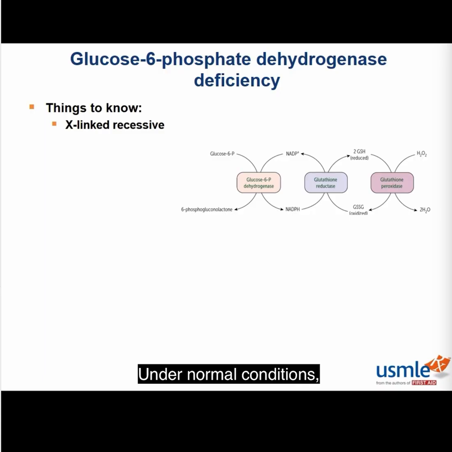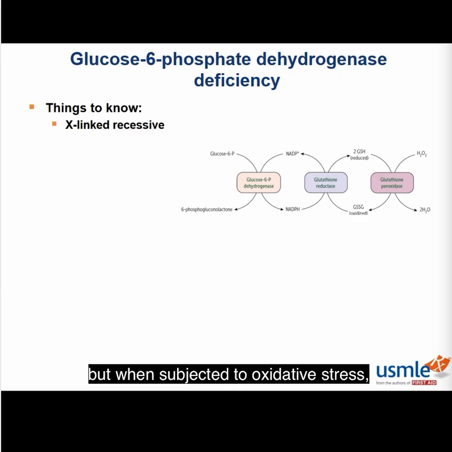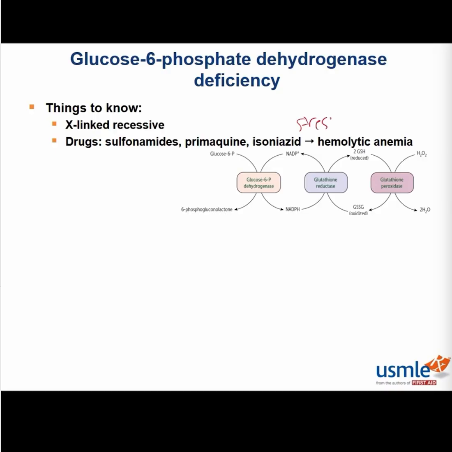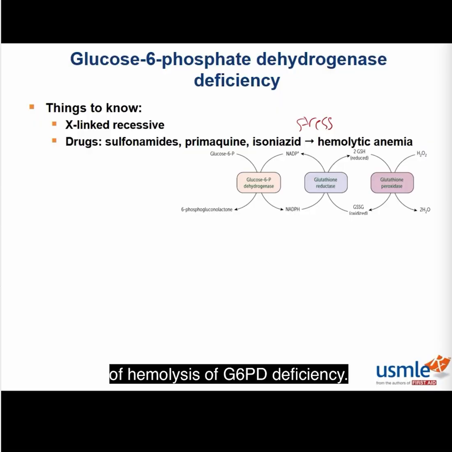Under normal conditions, patients with G6PD deficiency might not have symptoms, but when subjected to oxidative stress, such as things like drugs or inflammation, it results in hemolytic anemia, where the red blood cells can't handle the stress and will lyse. Drugs can be sulfonamides, nitrofurantoin, primaquine, or isoniazid. These patients should also not eat fava beans since they contain high levels of oxidants. However, none of these are the most common cause of hemolysis in G6PD deficiency. Can you guys guess what that might be?